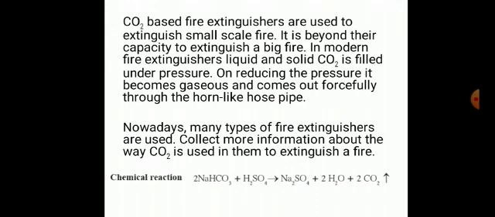Chemical reaction for CO2 based fire extinguisher is 2NaHCO3 plus H2SO4 gives Na2SO4 plus 2H2O plus 2CO2.